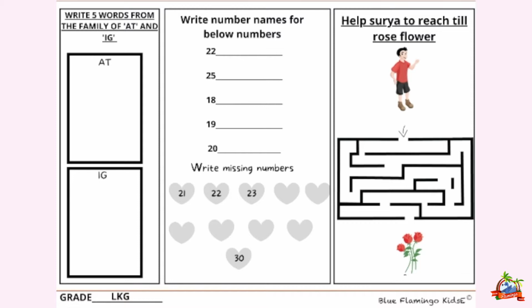Okay, so in this you have to make five words. Okay, five words you have to write in which at and ig come. Okay, understood? at, like pat, mat, cat, fat. Okay, in this way you have to make the words.